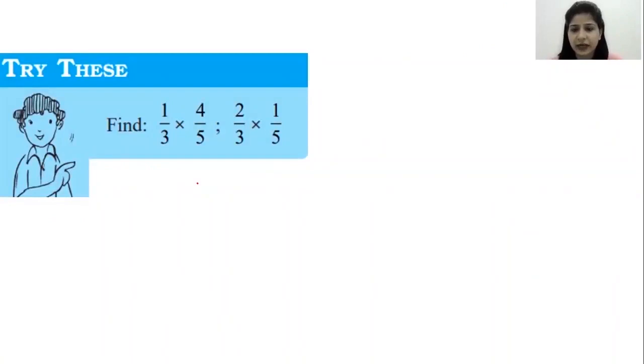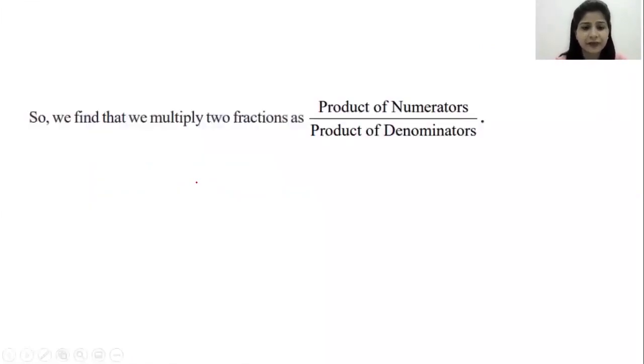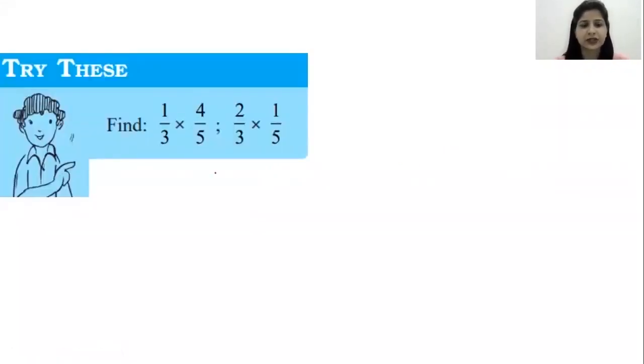Let's try out this now. As we know, to solve the product of two fractions, okay, what do we do? We write product of numerators divided by product of denominators. Let's just apply this to this problem as well. 1/3 into 4/5. 1 into 4 will become 4 and 3 into 5 will become 15. So this is going to be your answer. In this one, 2 multiplied with 1 is 2 and 3 multiplied with 5 is 15.